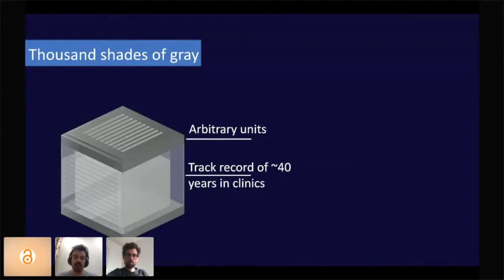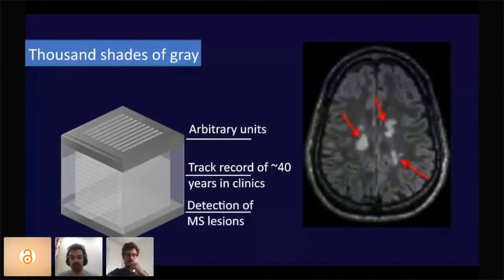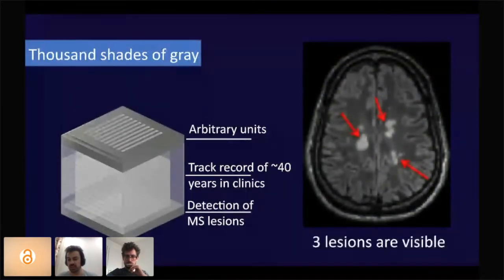But the reason we call them qualitative is that these images come in arbitrary units. So for example, when we take a look at this FLAIR image, we can see that 3 MS lesions exist. And that's the only information that we can gather from this image. We cannot tell much about their progression, or we cannot make sure if these values would change if we go to another scanner, given that they are in arbitrary units.